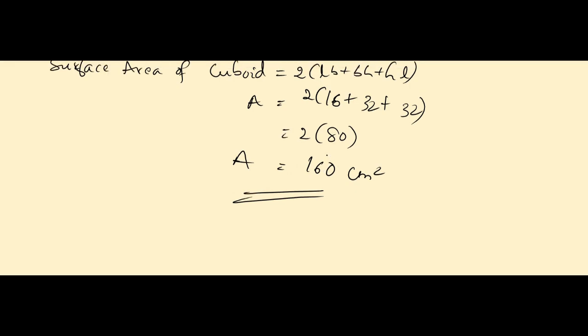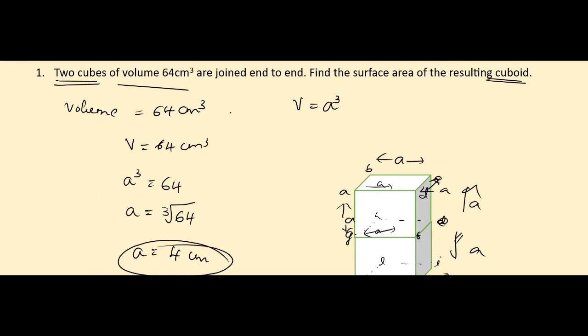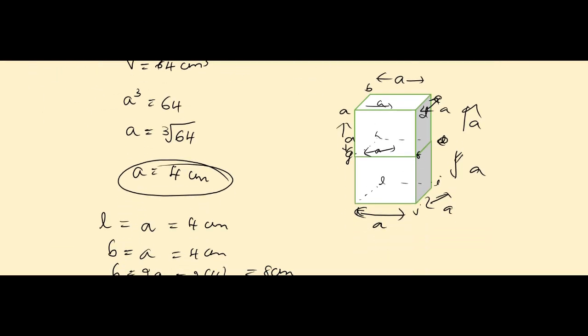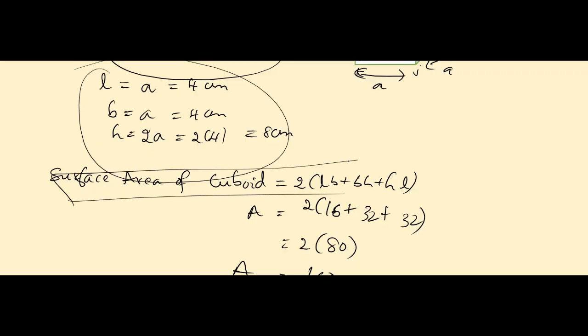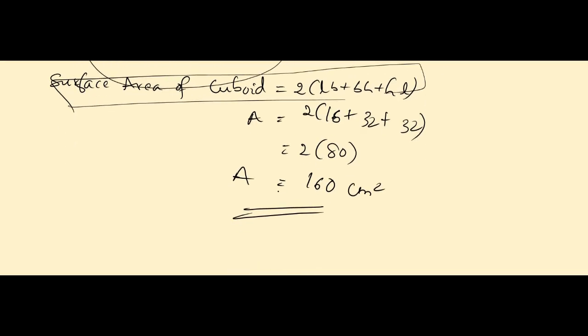So what all have you done? They have given the volume, so you applied the volume formula for a cube and found out the side of the cube. Then you found out the resulting length, breadth and height of the cuboid, and applied the surface area formula of a cuboid. You wrote the formula, applied the values, and we got the area equal to 160 centimeter square.